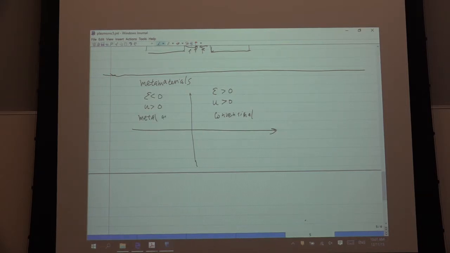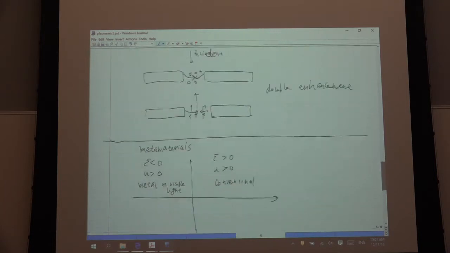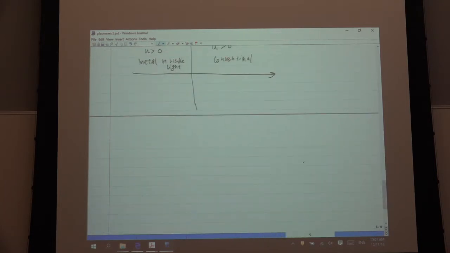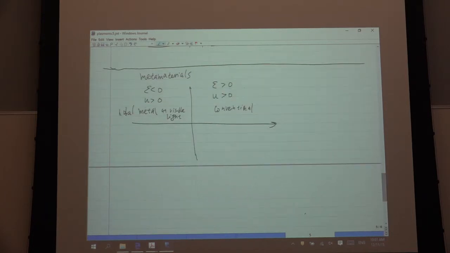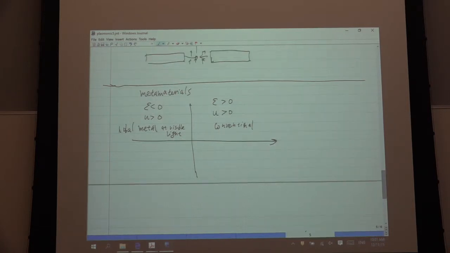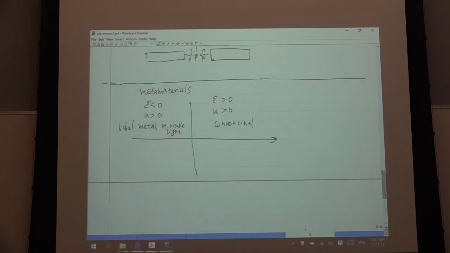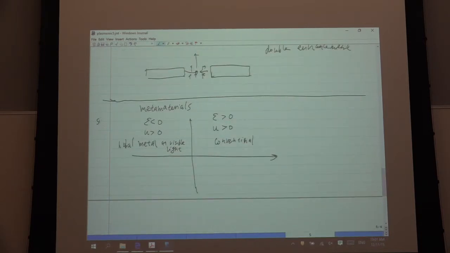Well, at visible light epsilon can be bigger than 0, right? No. At least... Oh, okay, I see. At visible light, yes, at visible light. Silver, gold. We call it a single negative material.